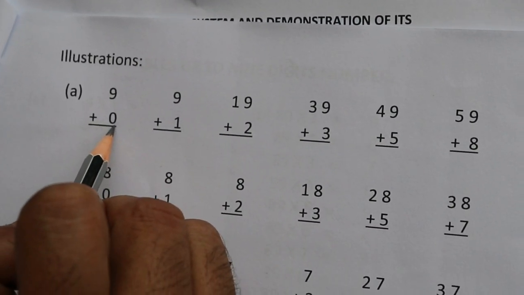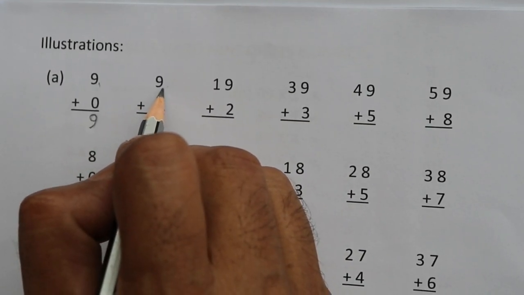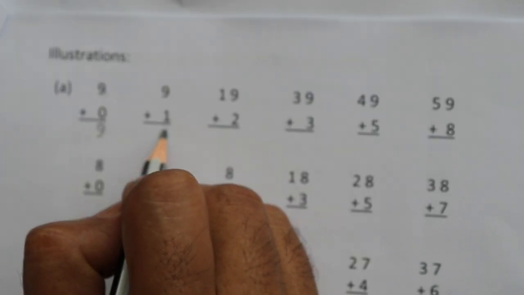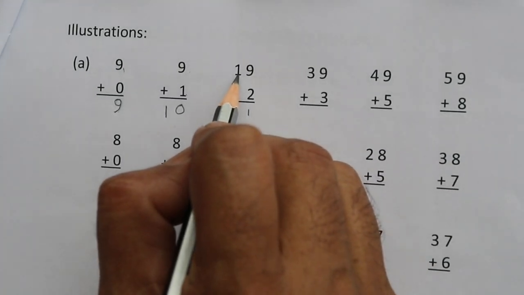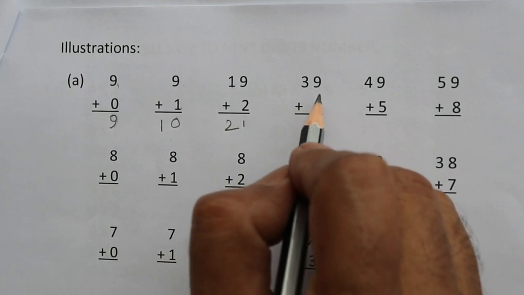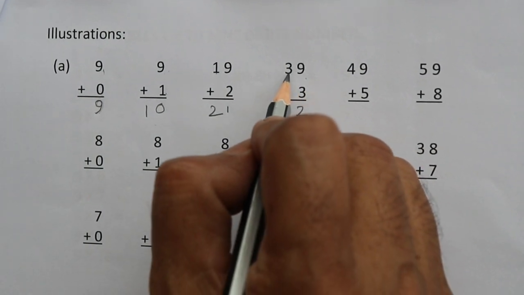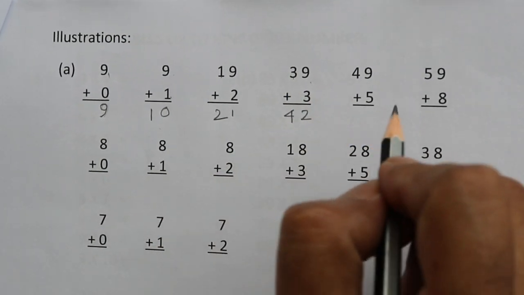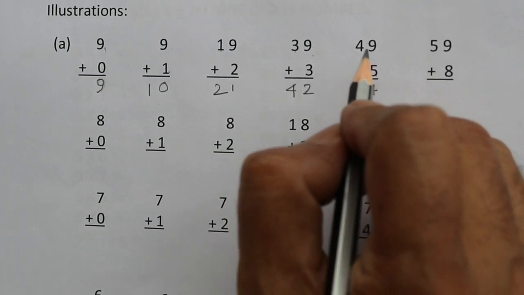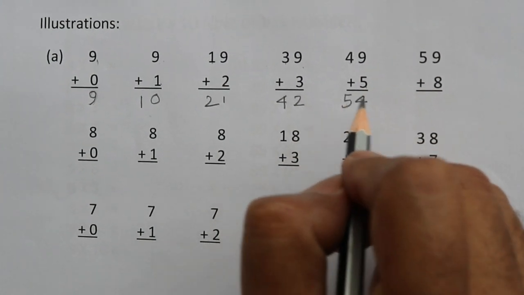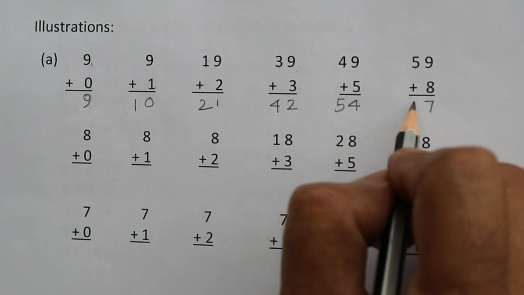Illustration: 0 is less than 1. 9 plus 9 minus 1, 1 minus 1, 0, carry over 1. 2 minus 1, 1, carry over 1, 1 plus 1, 2. Plus 9 minus 1, 3 minus 1, 2, carry over 1, 3 plus 1, 4. Plus 9 minus 1, 5 minus 1, 4, carry over 1, 4 plus 1, 5. 8 minus 1, 7, carry over 1, 5 plus 1, 6.